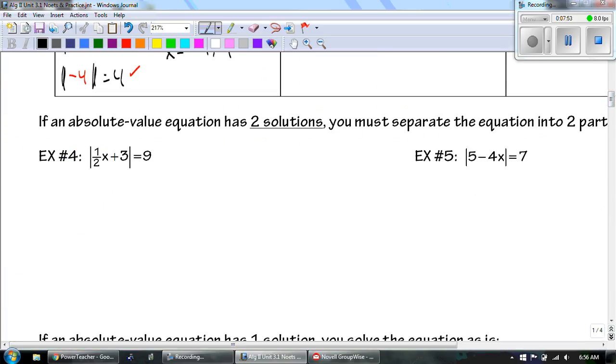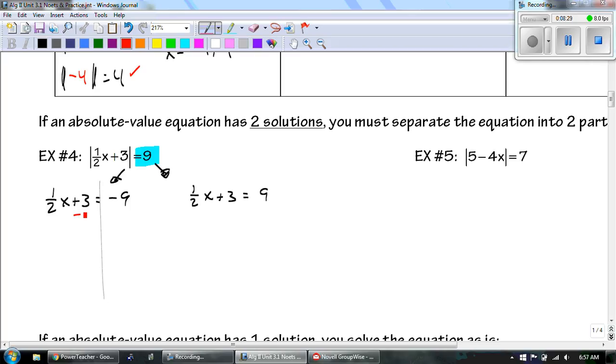So if an absolute value equation has two solutions, you must separate the equation into two parts. Okay, so we need to look to see what it equals to. And since it equals a positive number, that means there are two solutions. I would set my 1/2 x plus 3 and my 1/2 x plus 3, one equal to a positive 9, and the other equal to a negative 9. And then what I would do is solve each case.